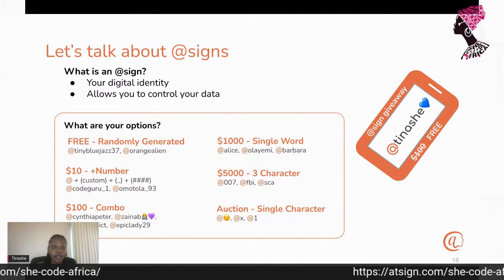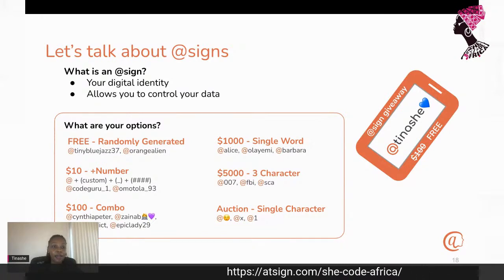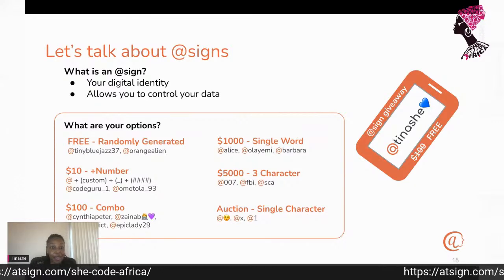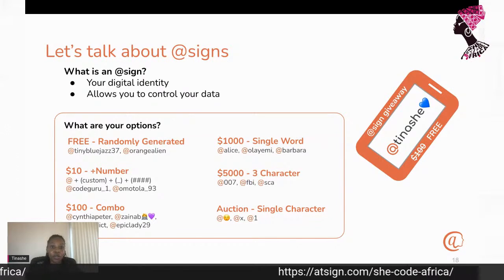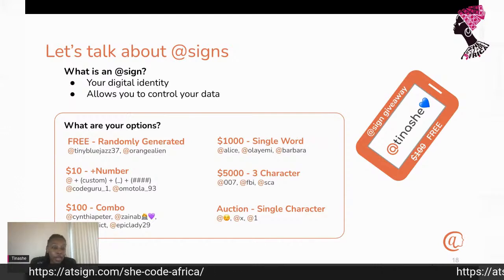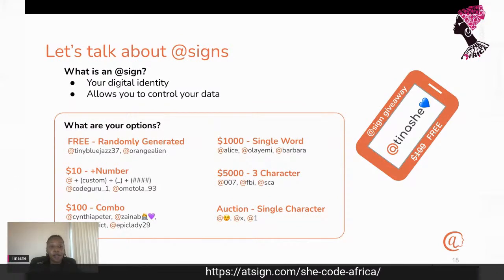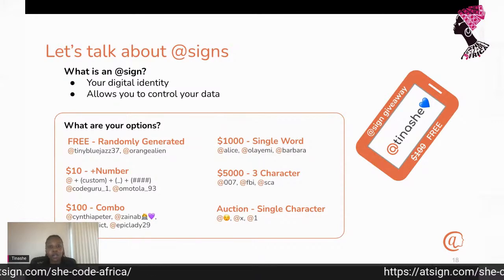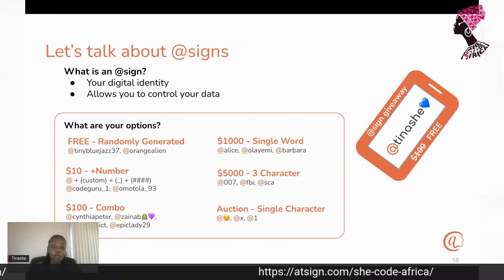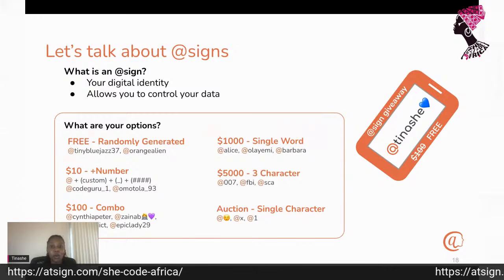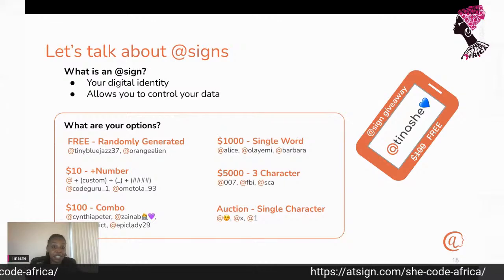But yeah, so an @sign is your digital identity. And this is what you'll be using across the platform. So all platform apps, which we call apps, require you to have an @sign for you to use them. And think of it kind of like a username, but it's not quite because it comes with a lot more. You've got the storage, you've got the ability to control your data. It's like a username, but with a lot of cool stuff happening in the background. So we offer 6 different options of @signs. And I'm just going to briefly talk about these. All this information is on our website, so you don't have to memorize this.